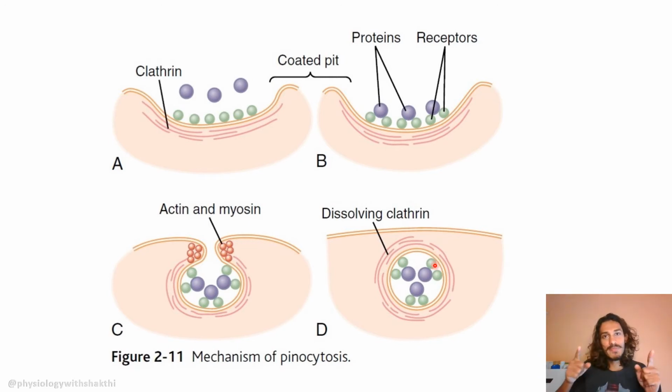Remember, there are different versions: pinocytosis, macropinocytosis, micropinocytosis. In micropinocytosis, it can be clathrin, it can be caveolin, it can be independent of them. It can be actin dependent or not. There are different ways. So this is just one type of pinocytosis that they showed in the diagram. This is not a generalized picture of how pinocytosis in general happens. I hope you understand that.